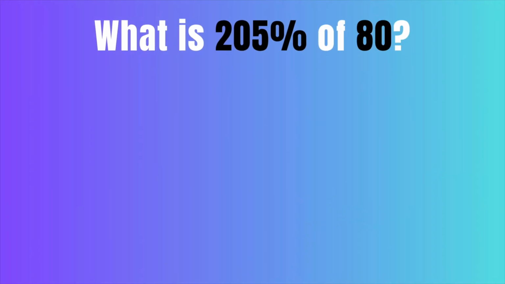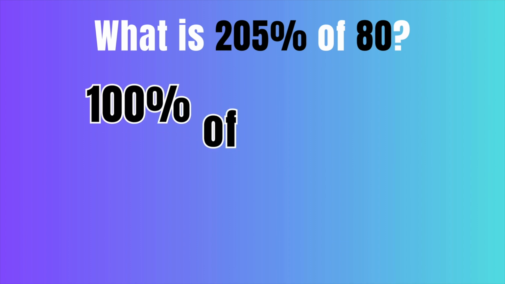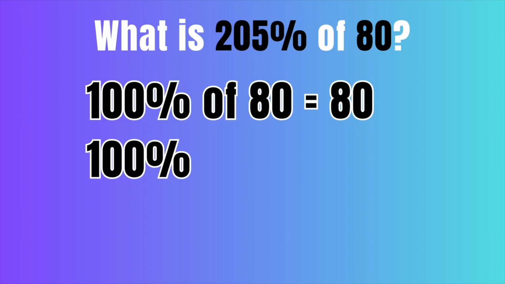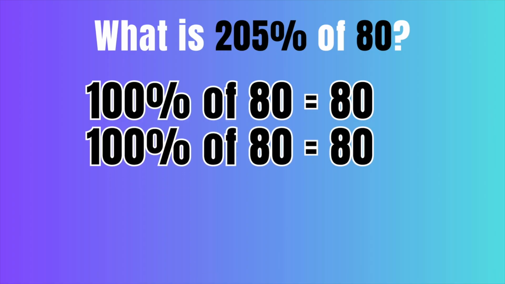All right, let's move on to the fourth problem. Let's keep going. The fourth problem is, what is 205% of 80? So remember, 100% of 80 equals 80. We're looking for 205% of 80. So another 100% of 80 is 80. So far that's 200% of 80, which would be 80 plus 80, which is 160. So we know 200% of 80 is 160. So we're looking for now 205%.